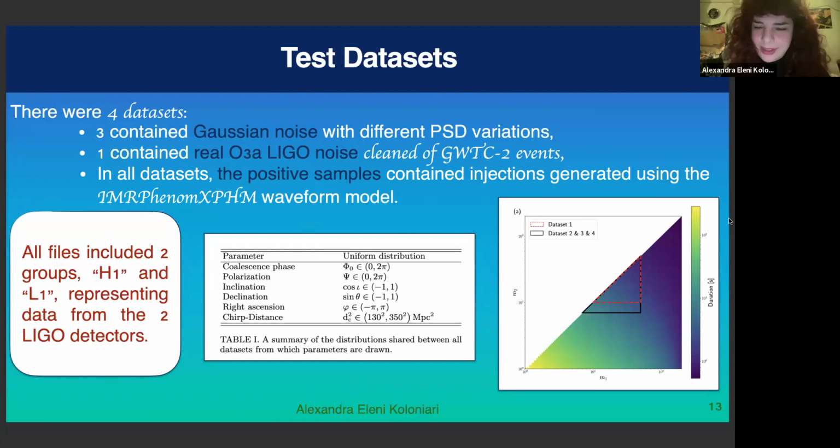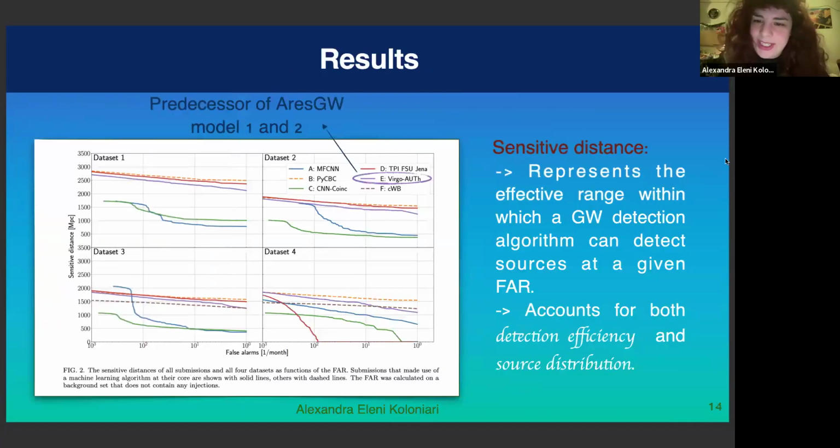And also in the figure here, you can see the distribution of the two individual masses, M1 and M2, and the duration of those signals in all test datasets. And now I can present to you the results. Basically, the results were provided in terms of sensitive distance versus false alarm rate. And for those that aren't familiar, sensitive distance represents the effective range within which a gravitational wave detection algorithm can detect sources at a given false alarm rate. And it accounts for both detection efficiency and source distribution. It accounts for the source distribution because we use the chirp mass in the formula that we use in order to calculate the sensitive distance.